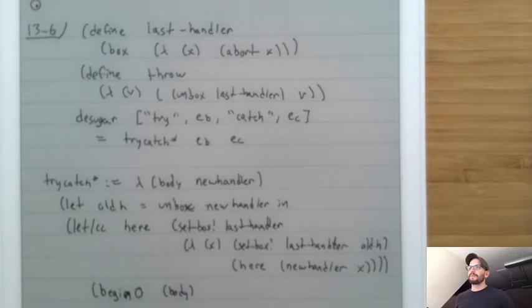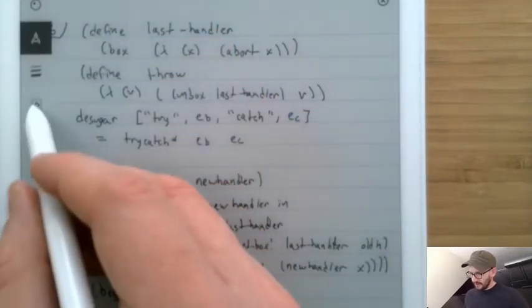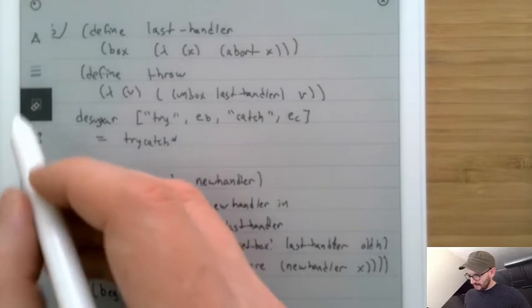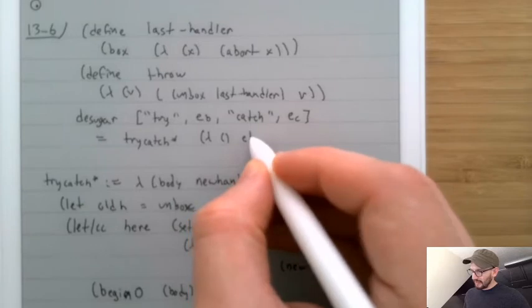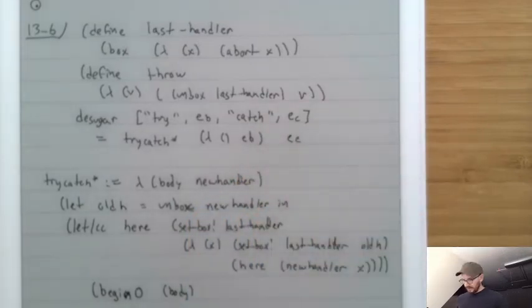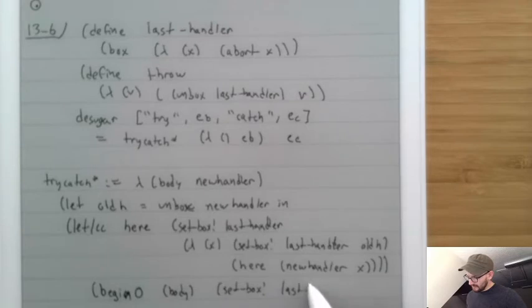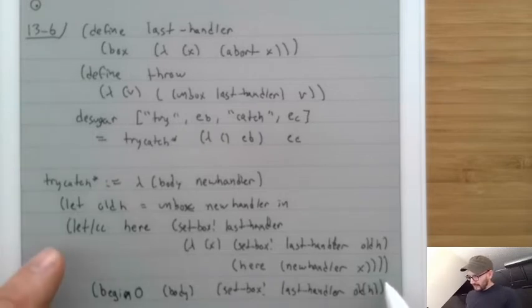Oh yeah, I forgot to do that. This right here, yeah, let's go back. This should have been a lambda that takes no arguments, and then the body, and then EC. Okay. Then we're going to call the body, and remember what begin zero does is it evaluates this, returns the answer, and then evaluates the effects. And the effects are going to be set box of the last handler to the old handler. And we close that one, close that one, close the lambda.